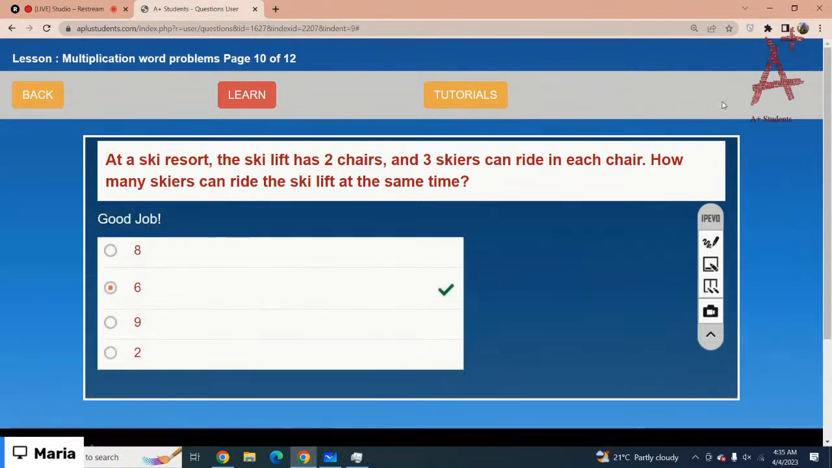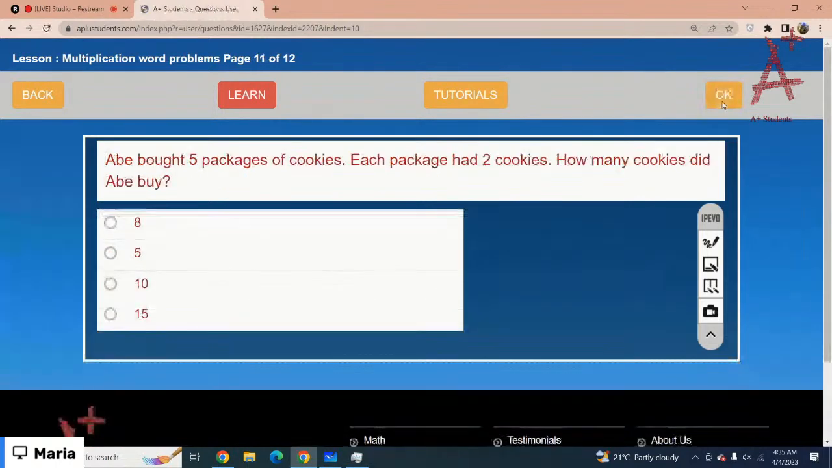Got it? Okay, the next one is: Abe bought 5 packages of cookies. Each package had 2 cookies. How many cookies did Abe buy? Yes, that would be 5 times 2. That means the total cookies Abe bought is 10. Got it?